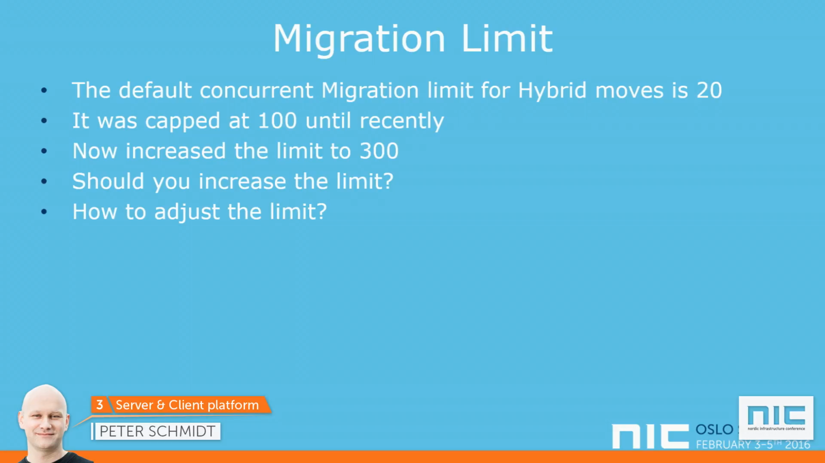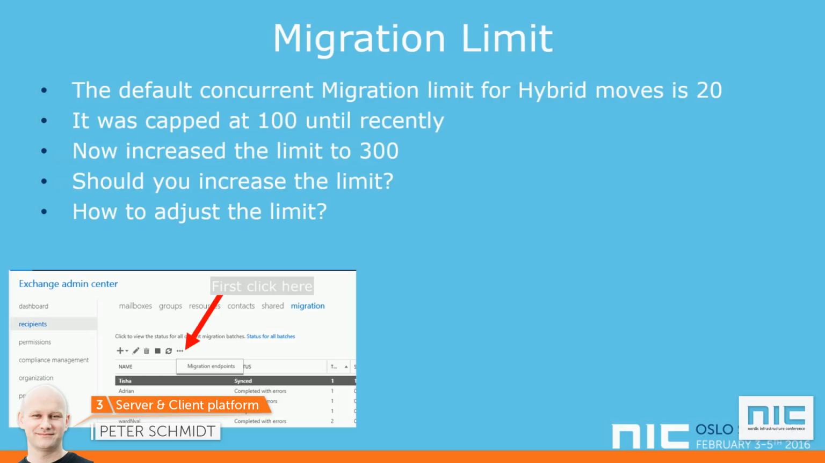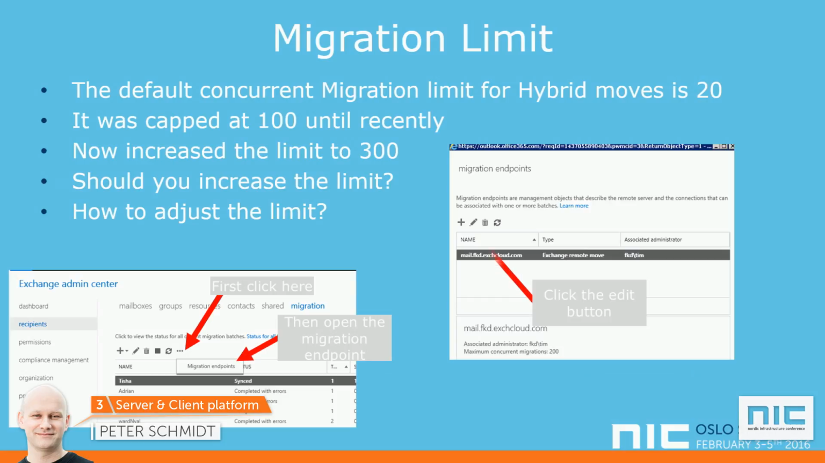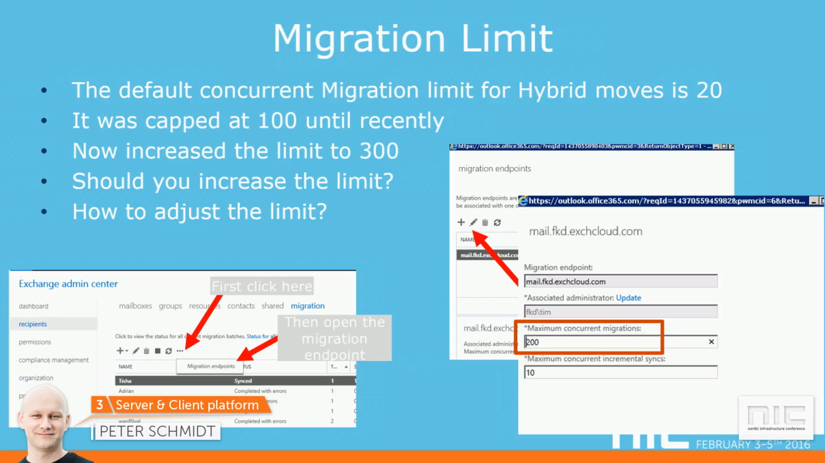So even though you take a bunch of users and say, I'm ready to move these 100 mailboxes to Office 365, it will only do 20 concurrent at a time, unless you go in and tweak those settings in Office 365. You need to go into the Exchange Admin Center of Office 365, and in the migration menu, you find the migration endpoints, and you change the concurrent migration settings.